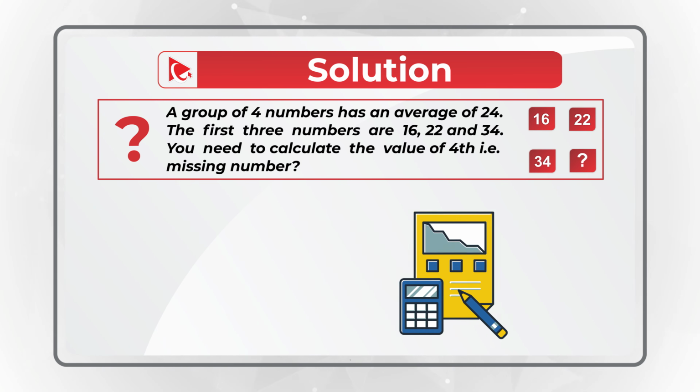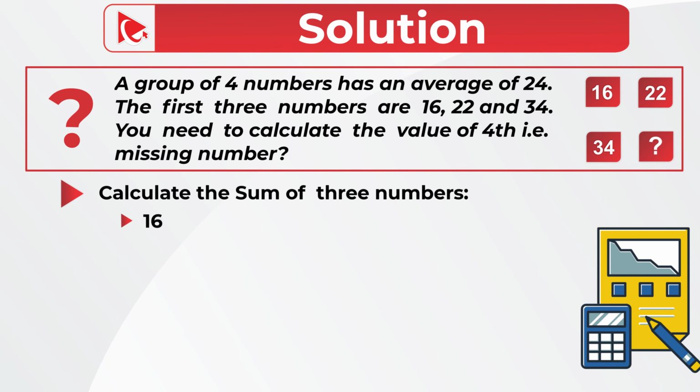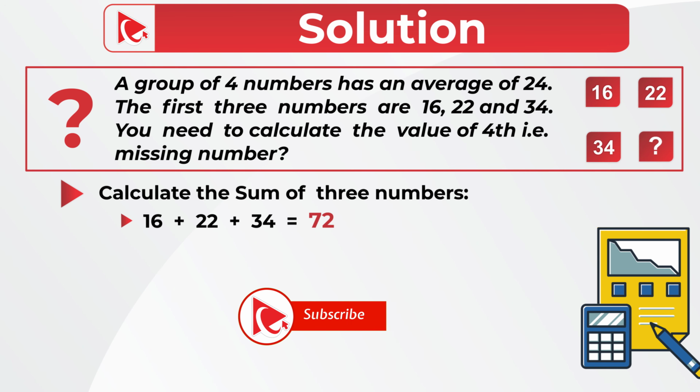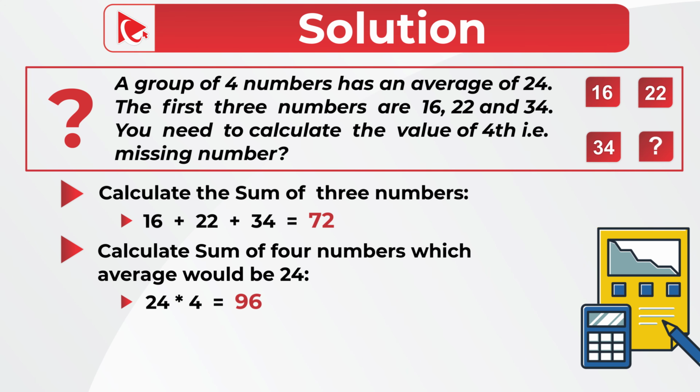In the first step, we're going to calculate the sum of the three existing numbers. 16 plus 24 plus 34 equals 72. In the next step, we need to determine what would be the sum of four numbers for which the average would be 24. To do this, we need to multiply 24 by 4, and the end result of this would be 96.